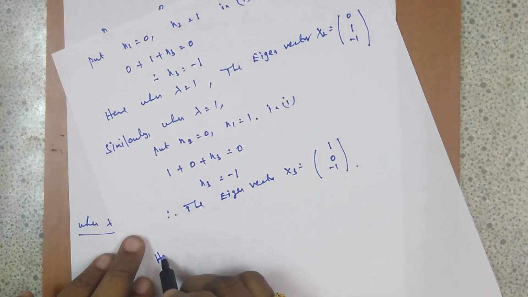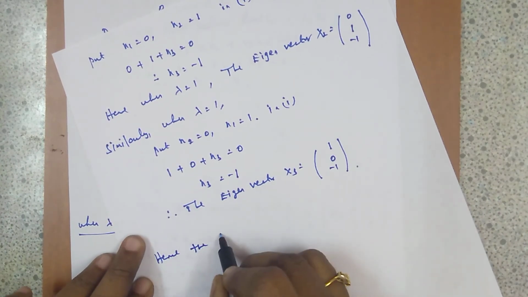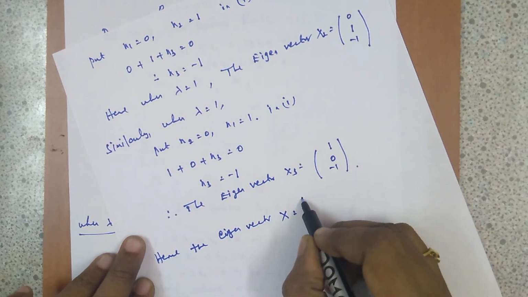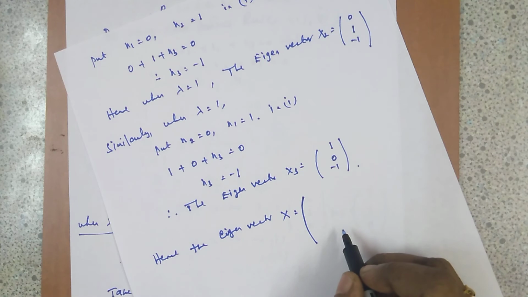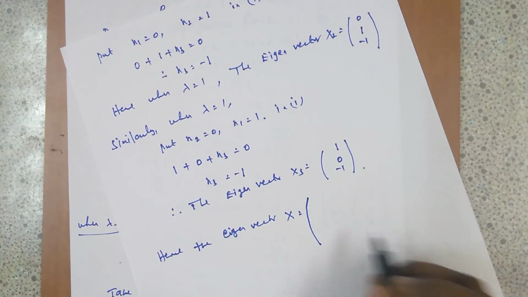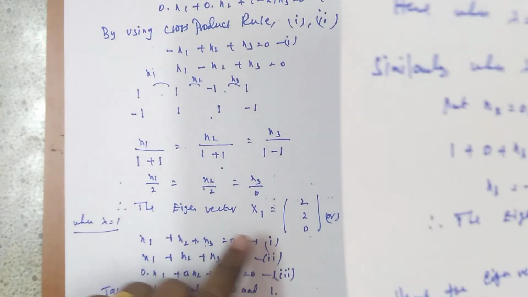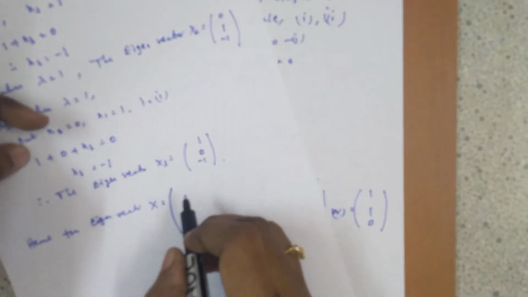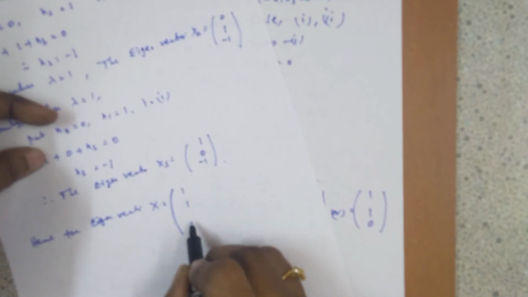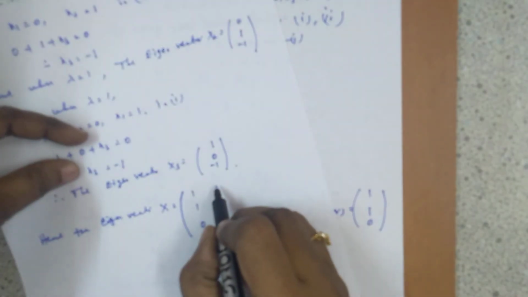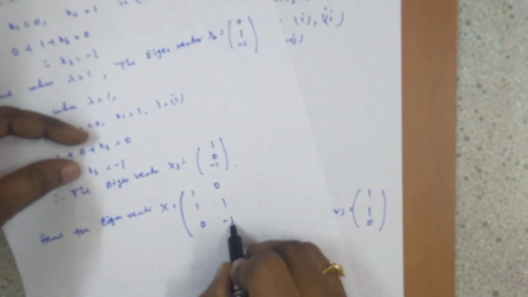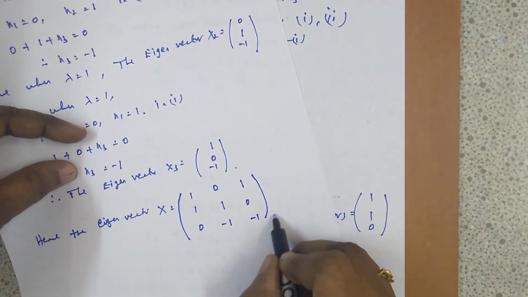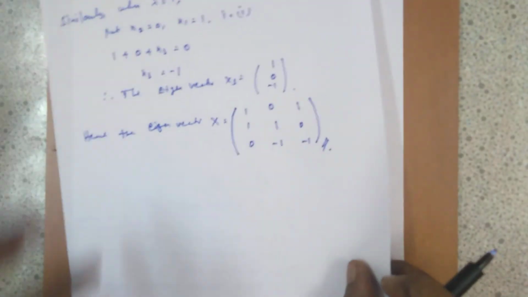Hence the eigenvector capital X is equal to, this one we have to write all the answers column wise. First, when lambda equal to 3, what is our eigenvector? First one is 1, 1, 0. Next eigenvector X2, 0, 1, minus 1. Third vector is 1, 0, minus 1. So when equal eigenvalues case, the eigenvector is coming like this.